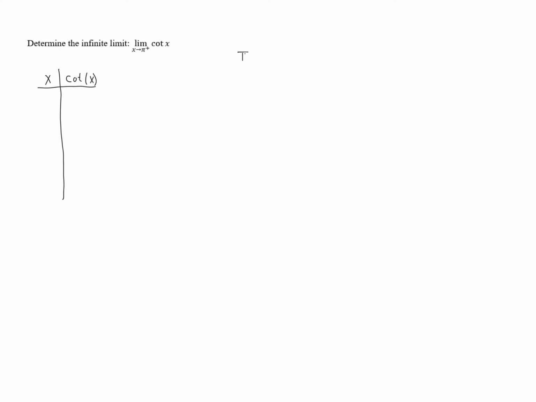So remember that pi is equal to 3.14159265, etc. And so if we need values of x that are larger than pi, we can start off with 4, because that's larger than pi. And then we can't do 3.1, because that's smaller than pi, but we could do 3.2. That is larger than pi.